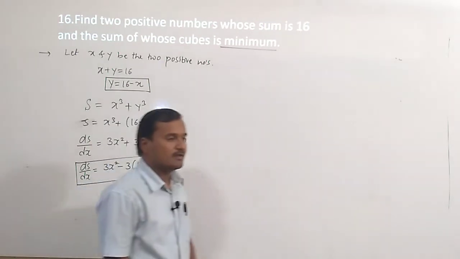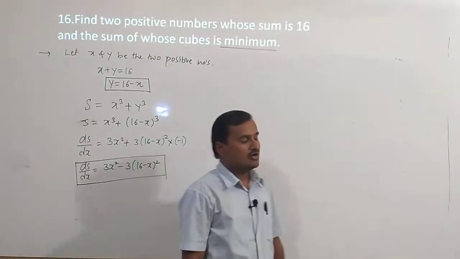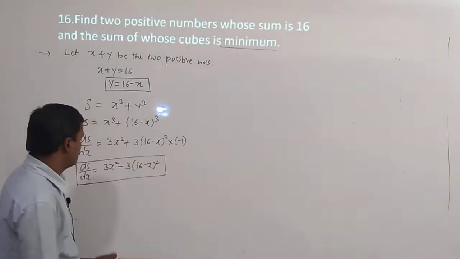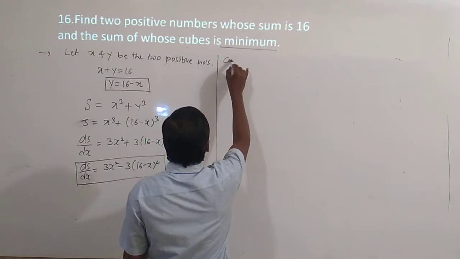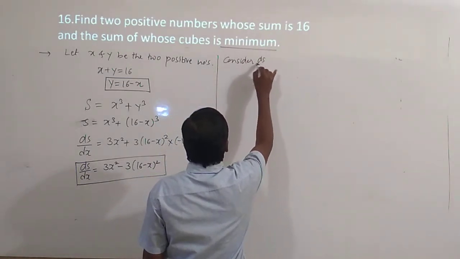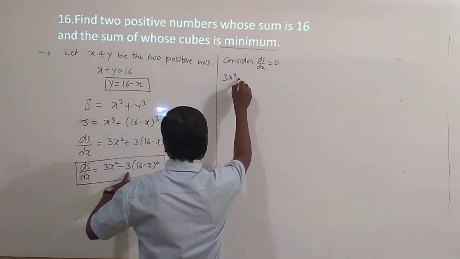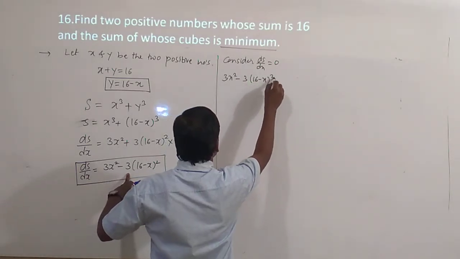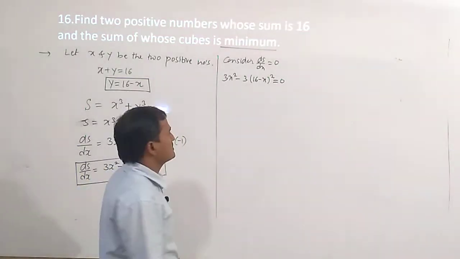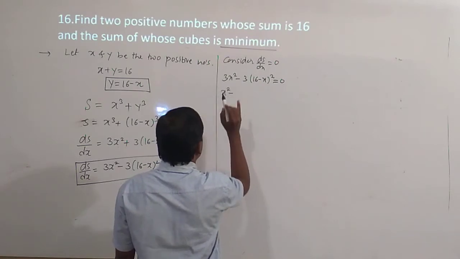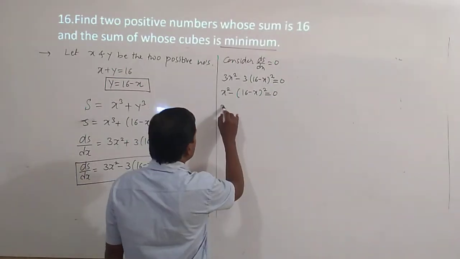And also we know that the given function is maximum or minimum at the critical point, right. Now, we should find the critical point, so we substitute dS upon dx equal to 0. Therefore, 3x square minus 3 into 16 minus x whole square is equal to 0, okay. Here we have to find the value of x. So, for this take 3 outside. So, here we are getting x square minus 16 minus x whole square is equal to 0, okay. Now, simplify this one.